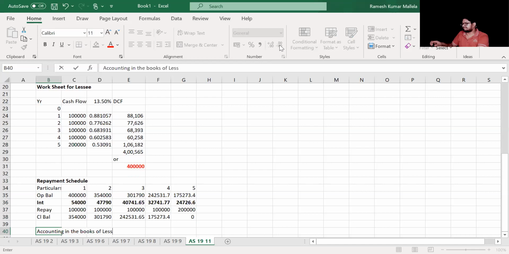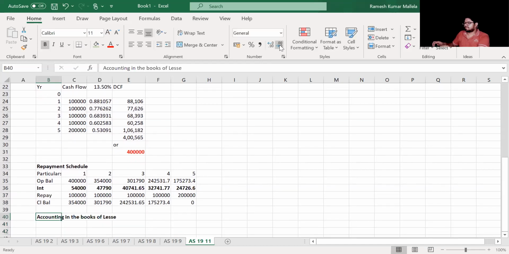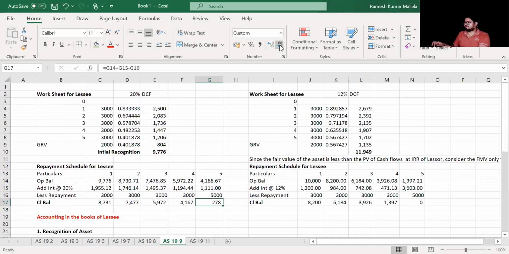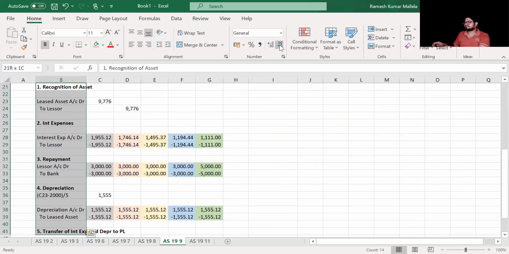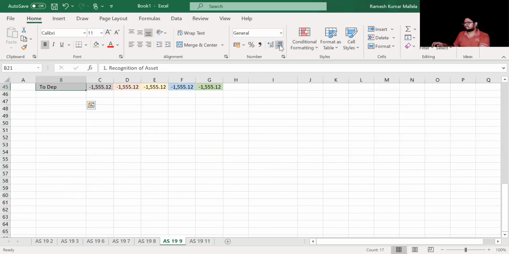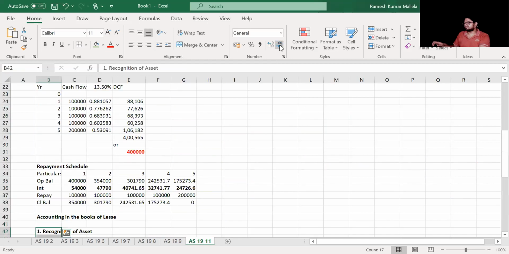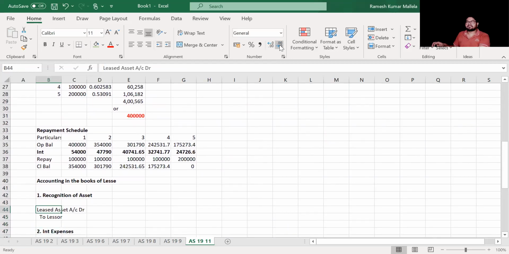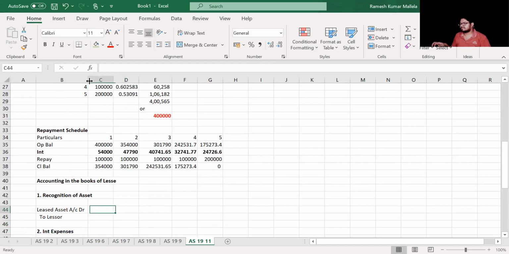Accounting in the books of lessee. Okay, so I'll copy down the entries from here. Leased asset account debit to lessor. The value we will be taking is 4 lakhs. Yes or no?